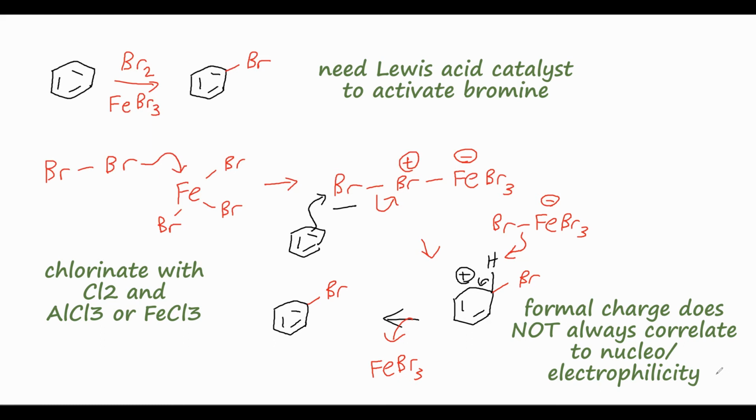Finally, I've shown this reaction occurring with bromine, but we can also chlorinate an aromatic ring using chlorine and some Lewis acid. We can also use something like aluminum trichloride or iron(III) chloride for the same purpose as this iron(III) bromide.